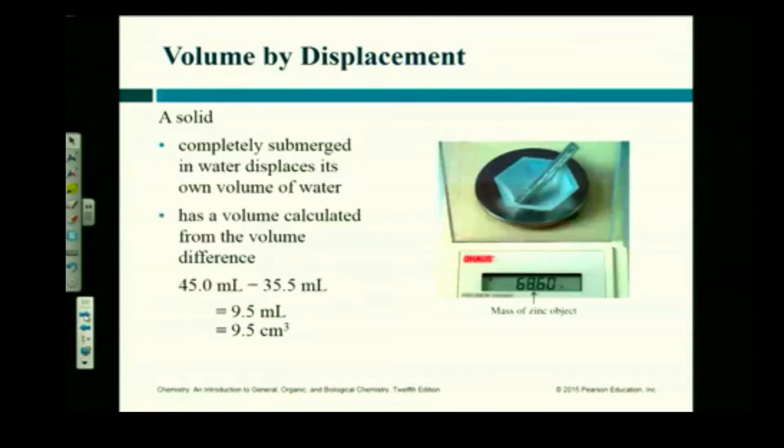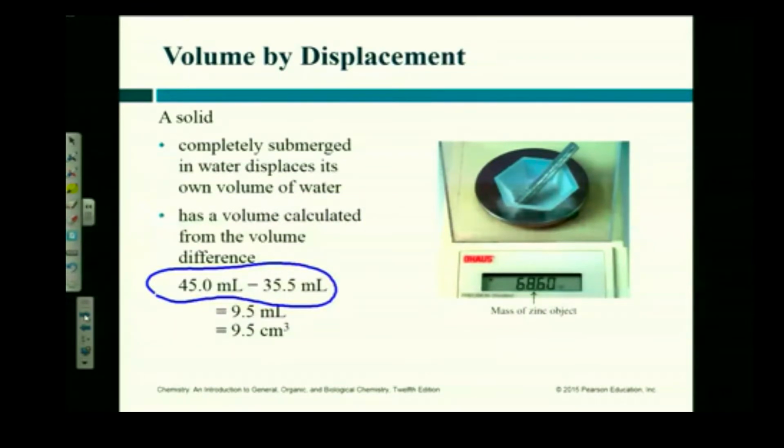Here's what you would do in the lab. You put your piece on the balance, and in this case they have 68.60 grams, and then they determine the volume. How do you think they determine that volume? Why do they subtract right there? 45.0 minus 35.5. They took a graduated cylinder, they had 35.5 milliliters of water in it, they put the solid in, and the volume went up, right? The difference is the volume of the solid.